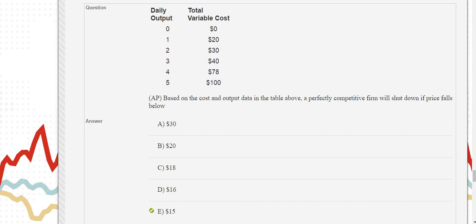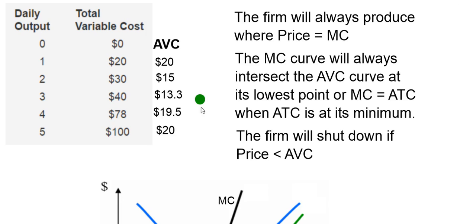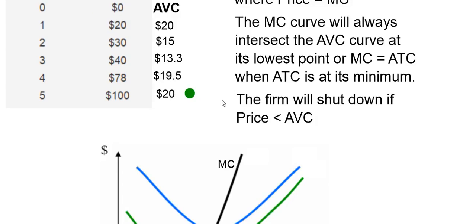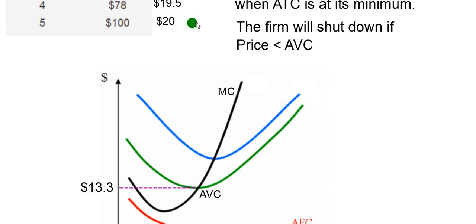So if we compute that, which I did right here, we can see that the average variable cost curve is U-shaped because it starts off at a 20, drops down to 13.3, and then goes back up to a 20. So if we just picture this curve right here in our head, we can see a curve that looks very much like this average cost curve right here.